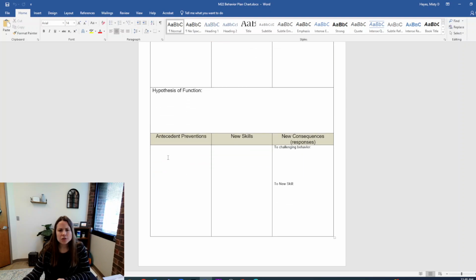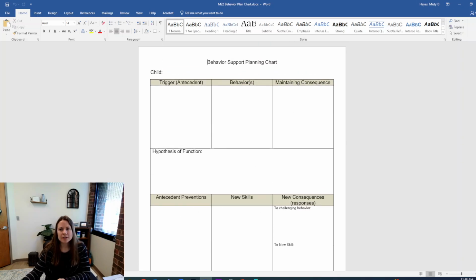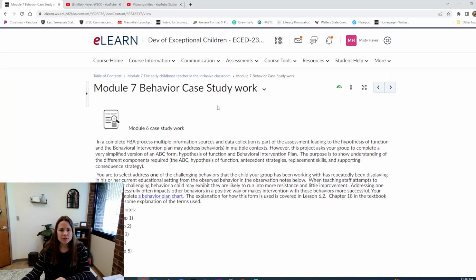And then I want you to fill out the bottom section. How can we prevent these triggers? What new skills do we want the child to learn? And what new consequences? How am I going to respond when they do the challenging behavior? How am I going to respond when they do the new skill that I'm teaching them? So this is called a behavior intervention plan, and that's what I want you to complete. Okay, so that's one of the projects.